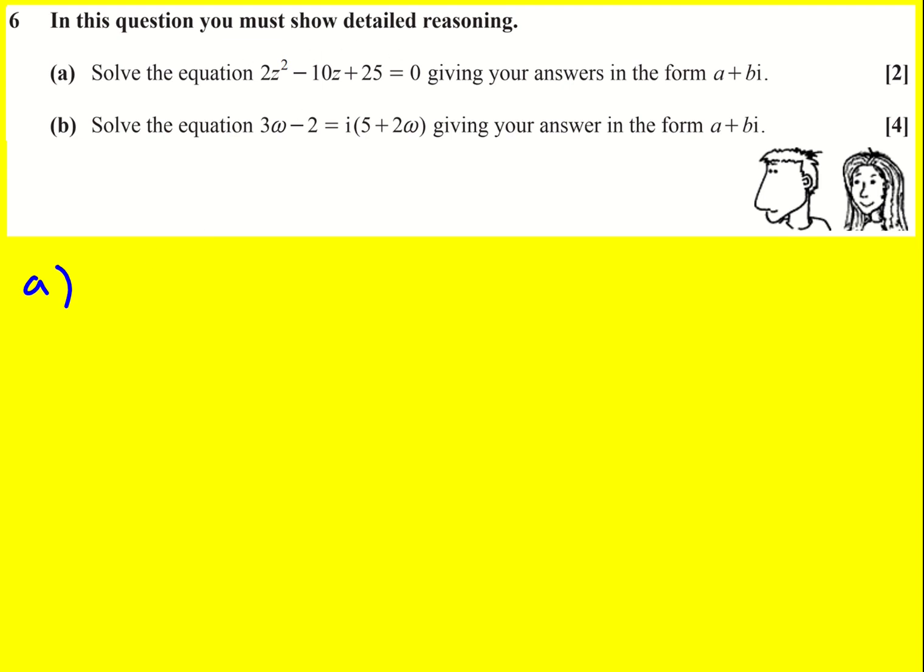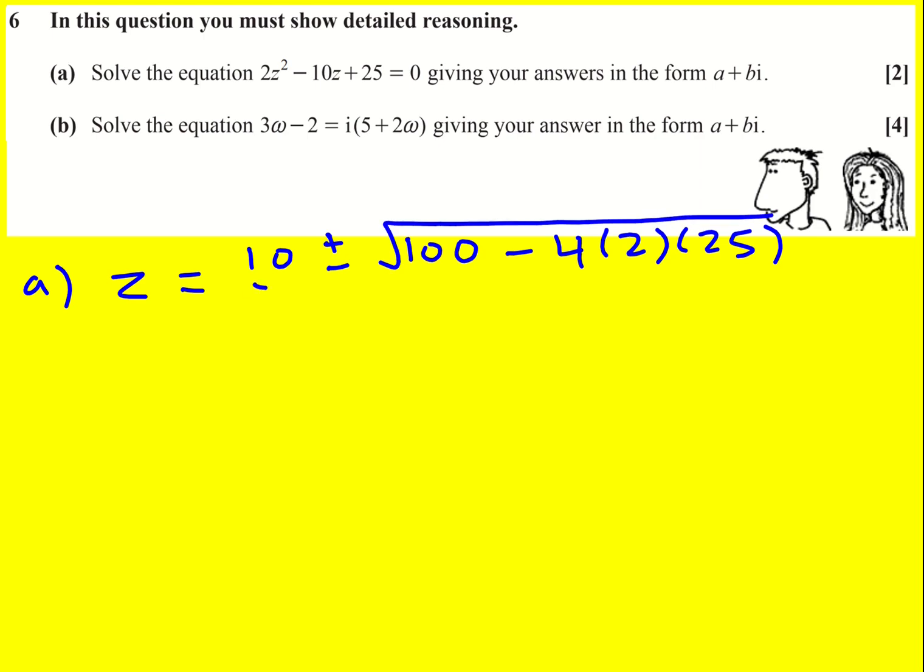So for the first one, we've got a quadratic, and I would go ahead and use the quadratic formula. I don't think you particularly need to state it. We can just use it, so it's going to become minus 10 plus or minus the square root of 10 squared, which is going to be 100, minus 4ac, all over 2a.